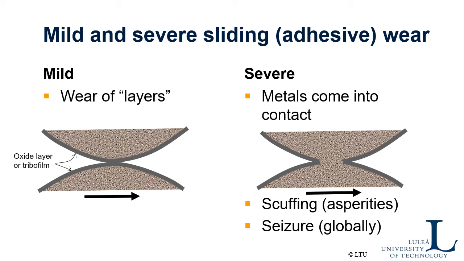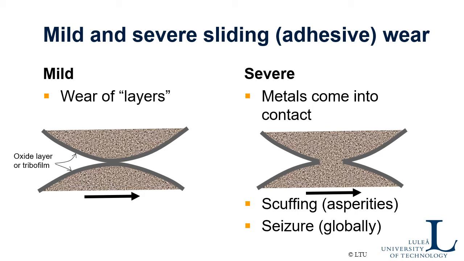The other extreme of adhesive wear is severe adhesive wear. Then you have so much wear of the protecting oxide layer that it wears off, and you penetrate through the layer, and the metals come into contact. And then you may have different types of adhesive wear, or different severity. For example, if this only takes place on the asperity level, you get something named scuffing.